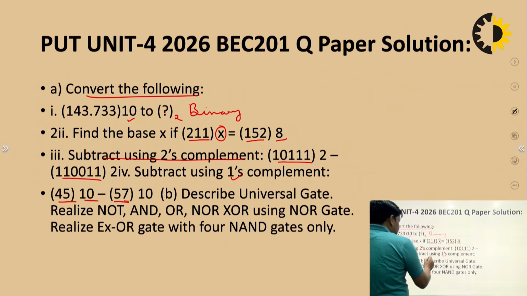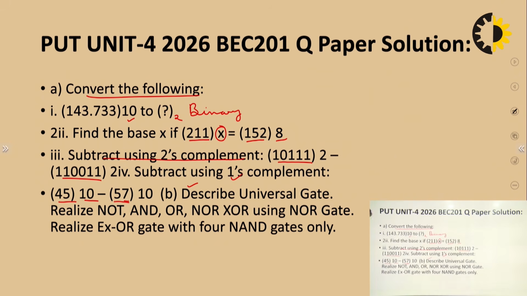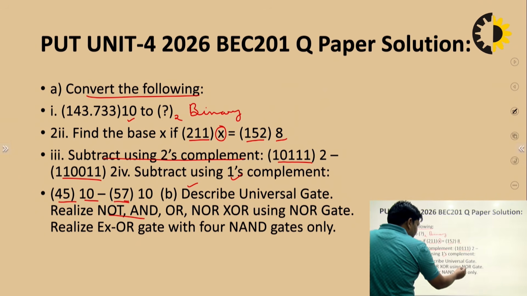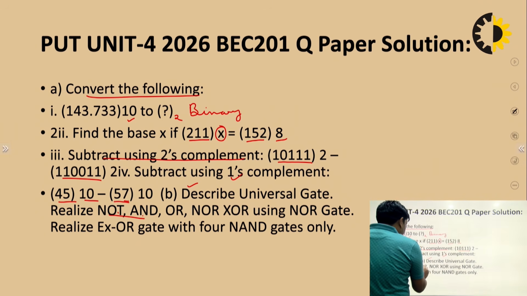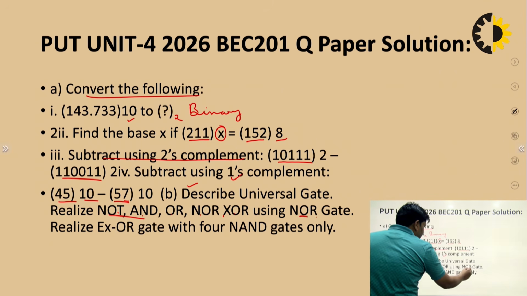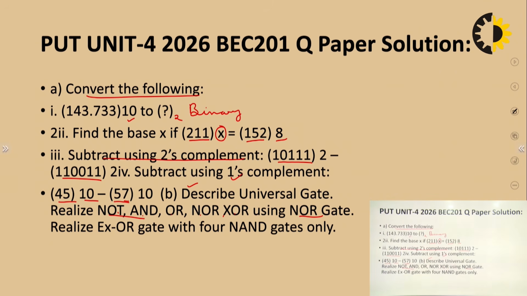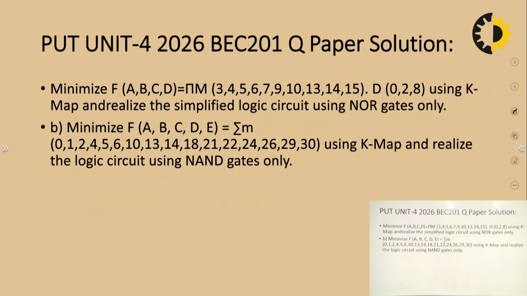Another question which has been asked is: describe what the universal gate is, and we realize the universal gate by using NAND and NOR gates. In this question we have to design NOT, OR, and XOR gates by using NOR gates only. And the fourth question is we have to design an XOR gate by using 4 NAND gates only.